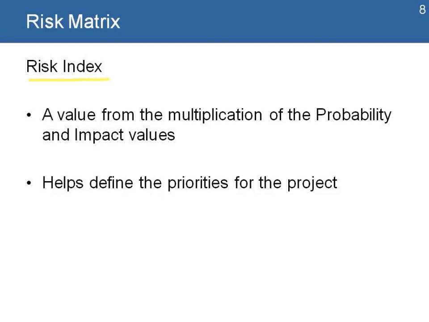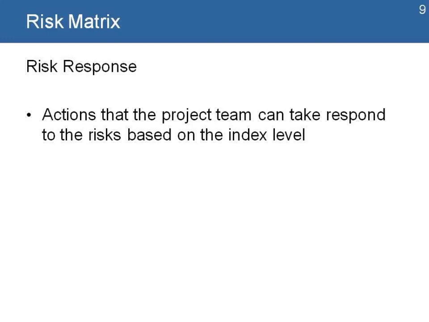Then we have the risk index, which is a value from the multiplication of probability and impact values. The purpose of that is to help us define the priorities for the project. Then the response are the actions that the project team can take to respond to the risk based on the index level.